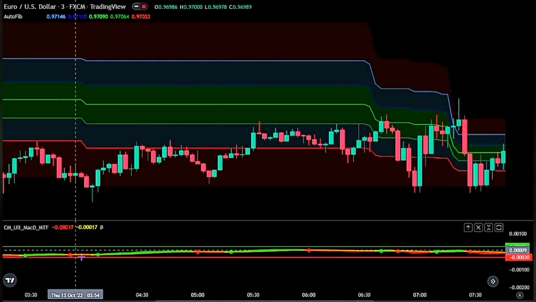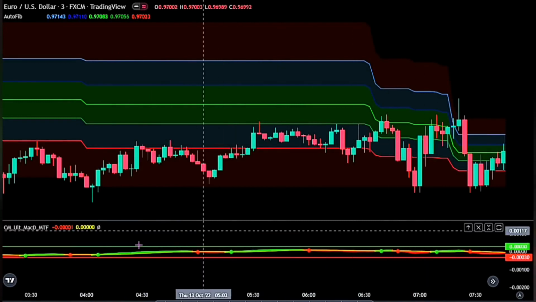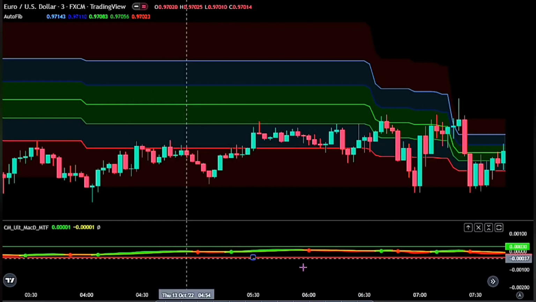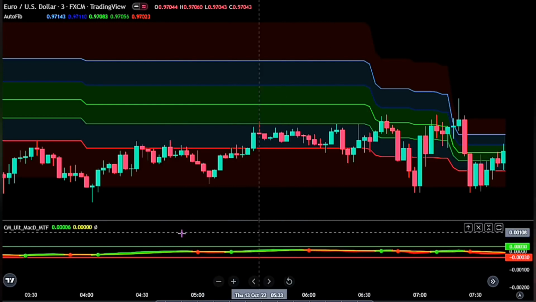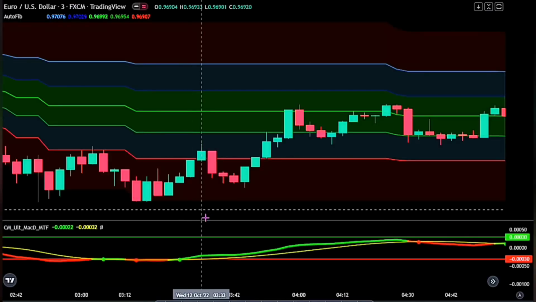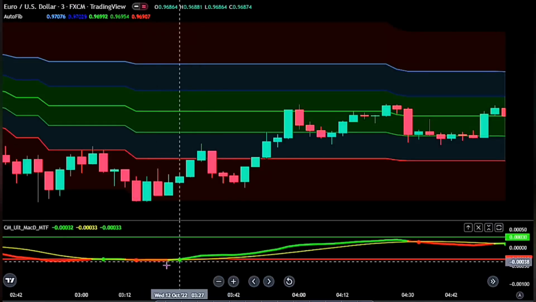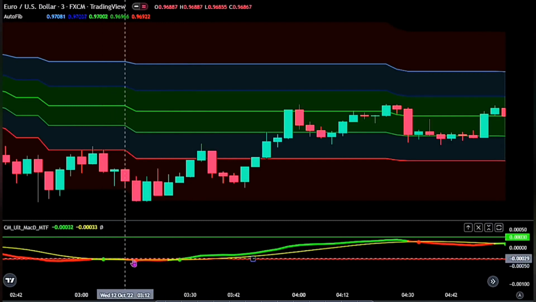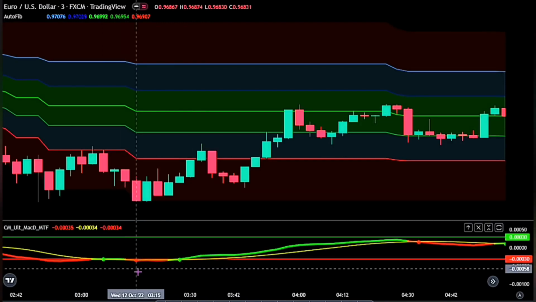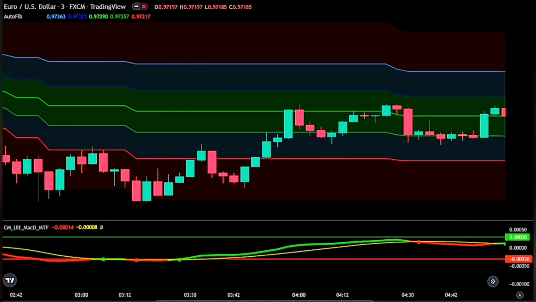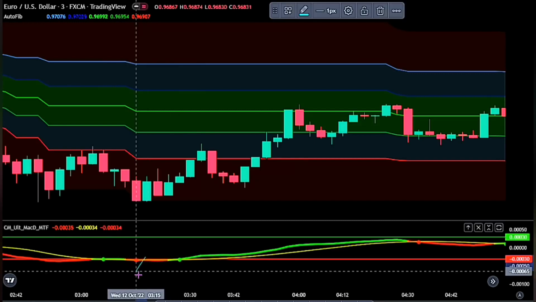Please note that we do not take trades when we get signals inside the 2-band line, as we avoid signals like this. Also note that we only take buy trades when the cross happens below the red band line, as we don't take sell trades that happen below the lower band line.